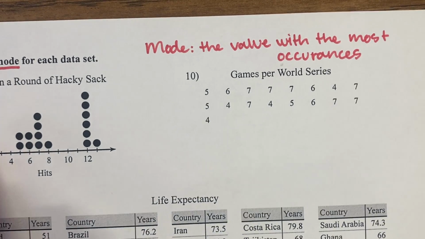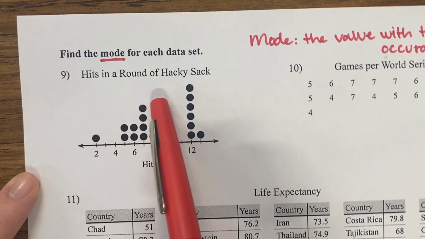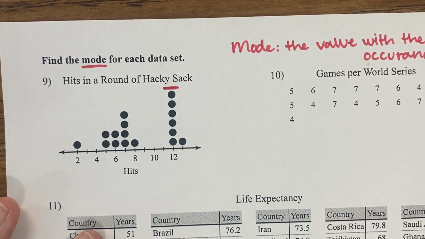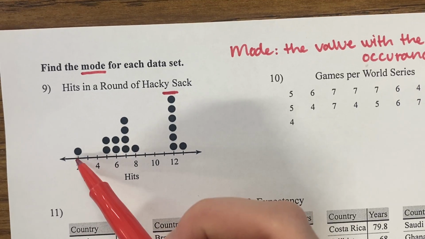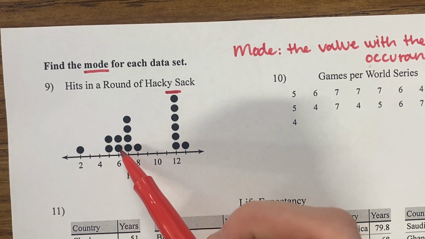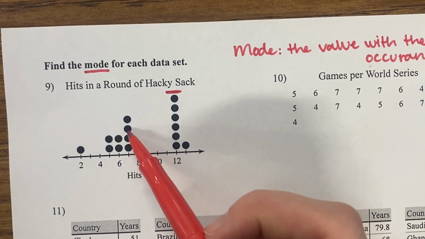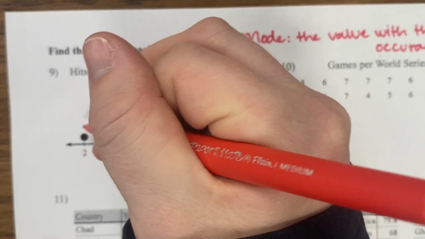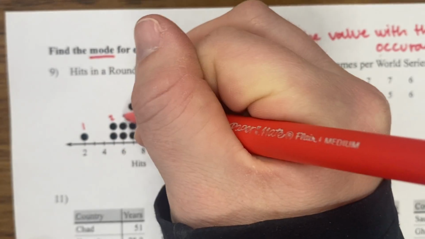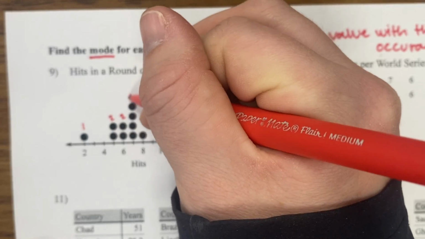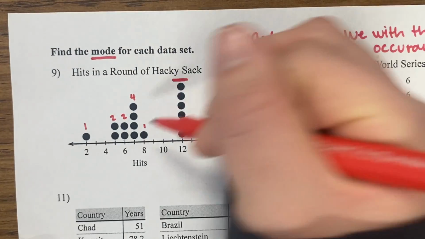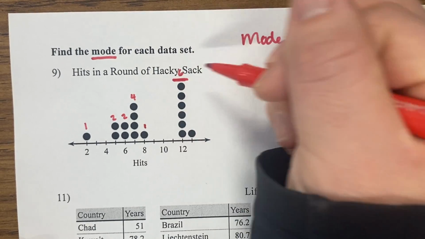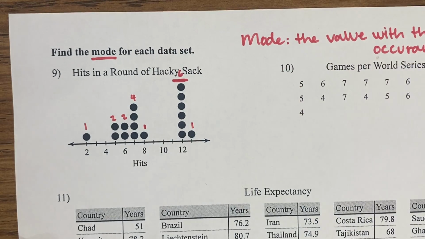Okay, so looking at number 9, it's actually really easy to see which is our mode because it's whichever one is the highest. Okay, we can see that 2 has only 1, 5 has 2, 6 has 2, 7 has 4, 8 has 1. In fact, let's go ahead and put these numbers. So this one has 1, that one has 2, that one has 2, this one has 4, this one has 1, 12 has 6, and 13 has 1.